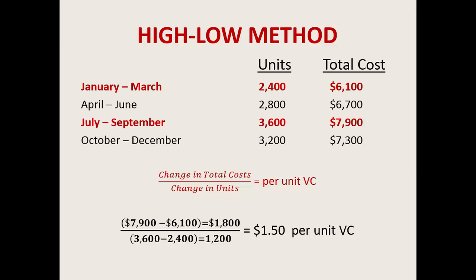So taking the high quarter, July to September, compared to the low quarter, January to March, the highest and the lowest periods, what is the change? So you have a dollar amount divided by a change in units. Change in dollars divided by change in units. This is going to give you a fairly accurate per unit variable cost. And why? Because fixed costs do not change, so the change in numbers must be represented by variable costs only.